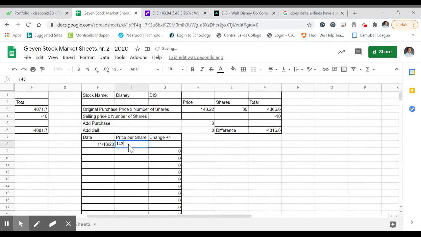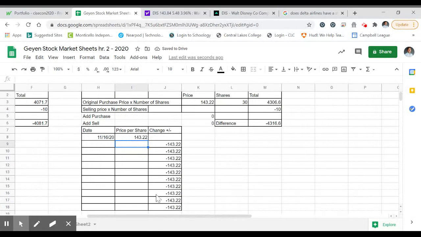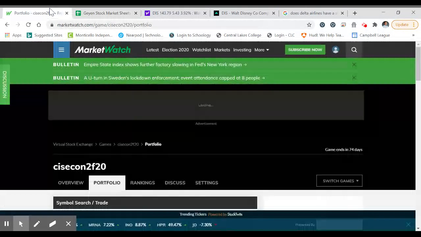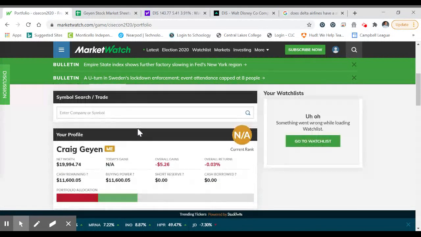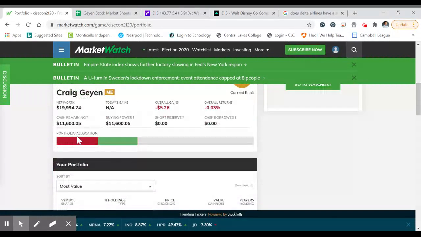Go back to my portfolio, and I have bought Disney. So here's Disney, here's Tesla. So here's his two stocks. If it's in red, it means it's down. If it's in green, it means that we are up. The last few things I have to do, I go down here to sheet 2. I'm going to write in Disney, DIS. I know I'm buying 30 shares.